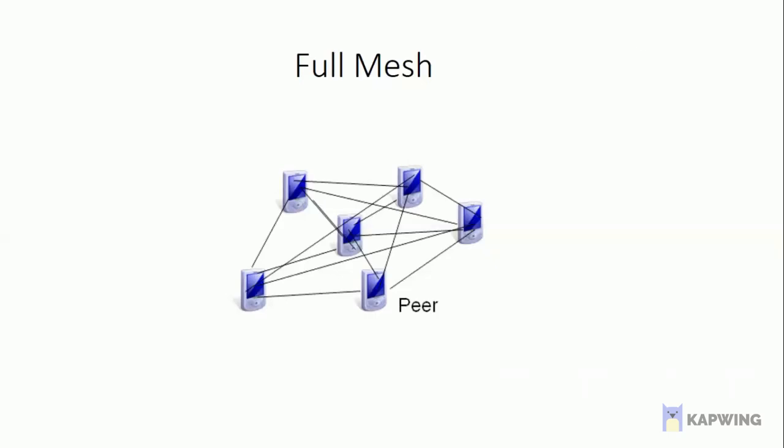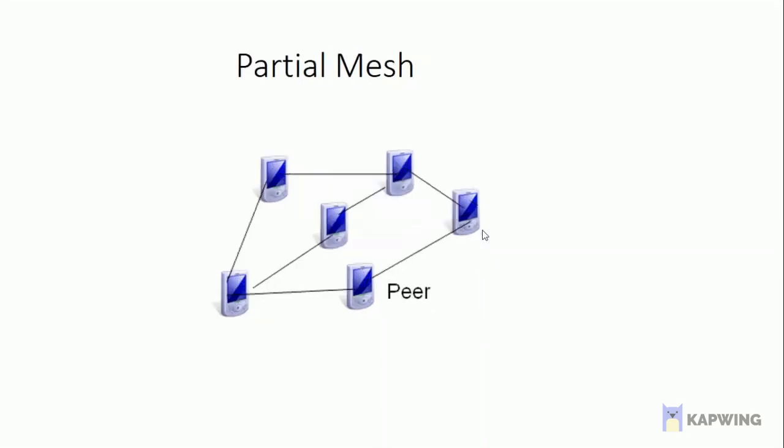Structure of your mesh network. So this is a full mesh. Each and every node is connected to all the other nodes, and the other nodes are likewise connected to every other node. So this is what a peer-to-peer network is. Each one is connected to all the other nodes.